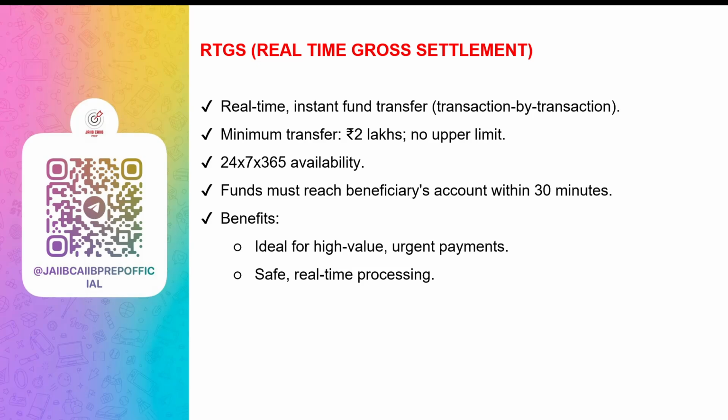RTGS is available 24 into 7, all days, all hours. And you need some information before doing RTGS, like the amount to be sent, your account number, beneficiary's bank name, branch, IFSC code, beneficiary's name, and beneficiary account number. Now, RTGS credits money based only on account number and not on name. So, make sure you enter the correct account number.